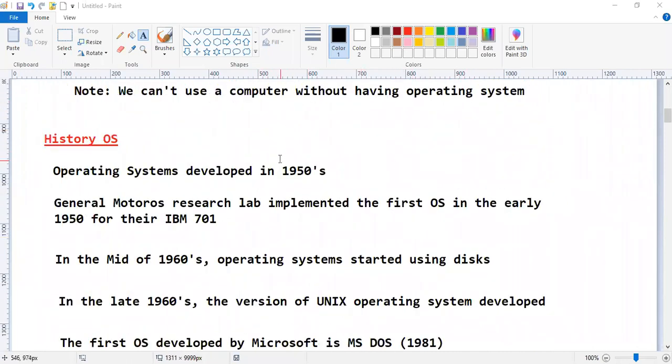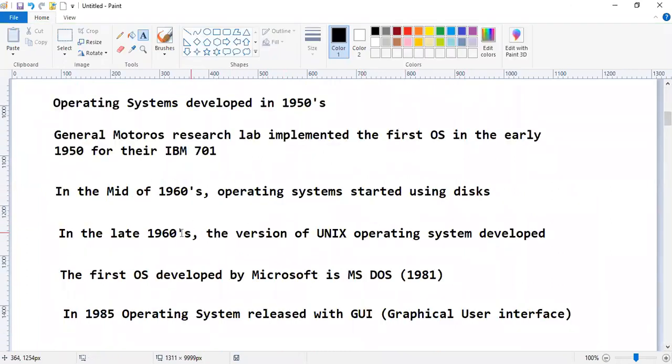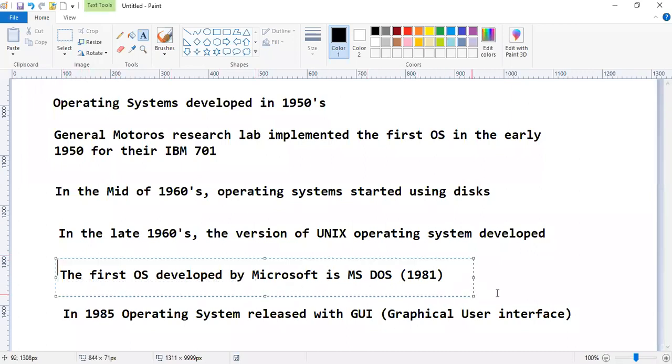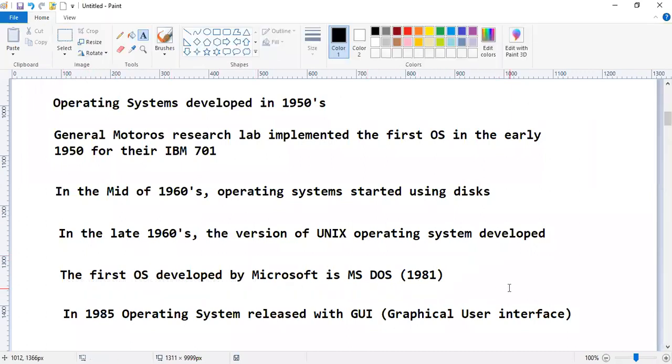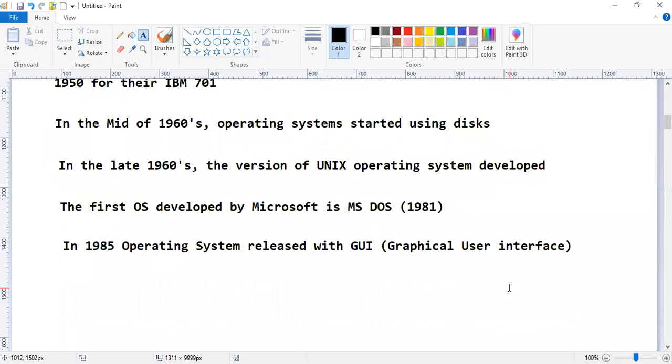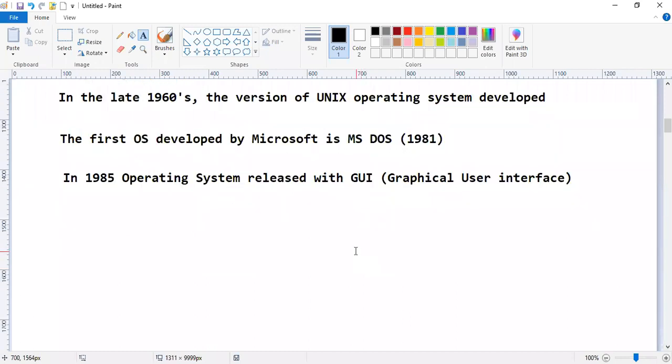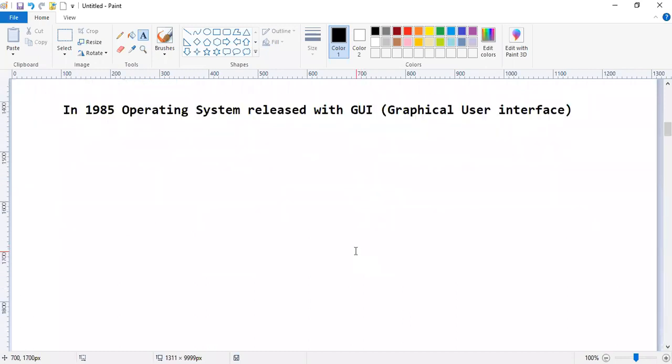Operating systems started in the 1950s. Later, in the 1960s, the first version of the Unix operating system was developed. Microsoft developed their first operating system in 1981, that is MS-DOS. After that, in 1985, Microsoft released an operating system with a GUI. That is what we are using now as the Windows operating system.